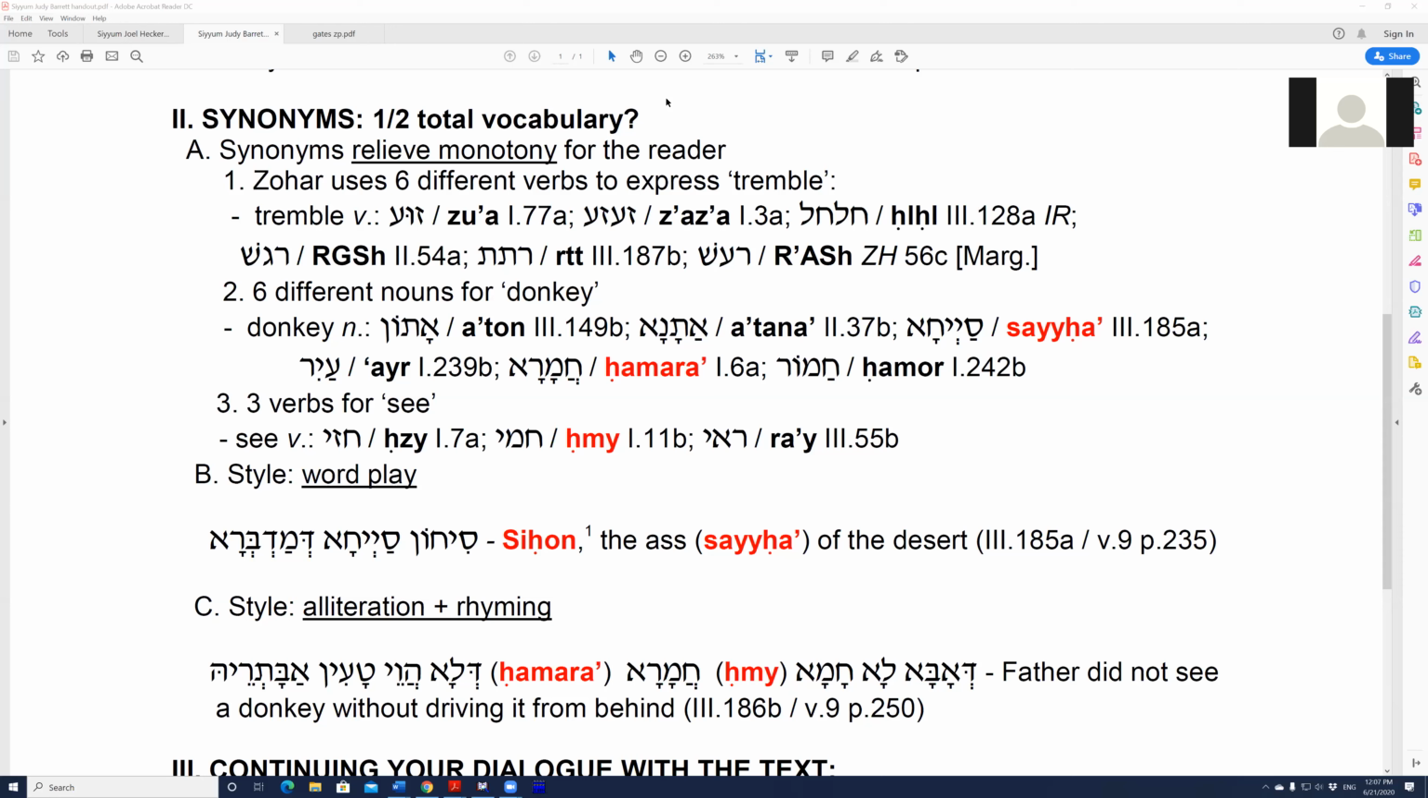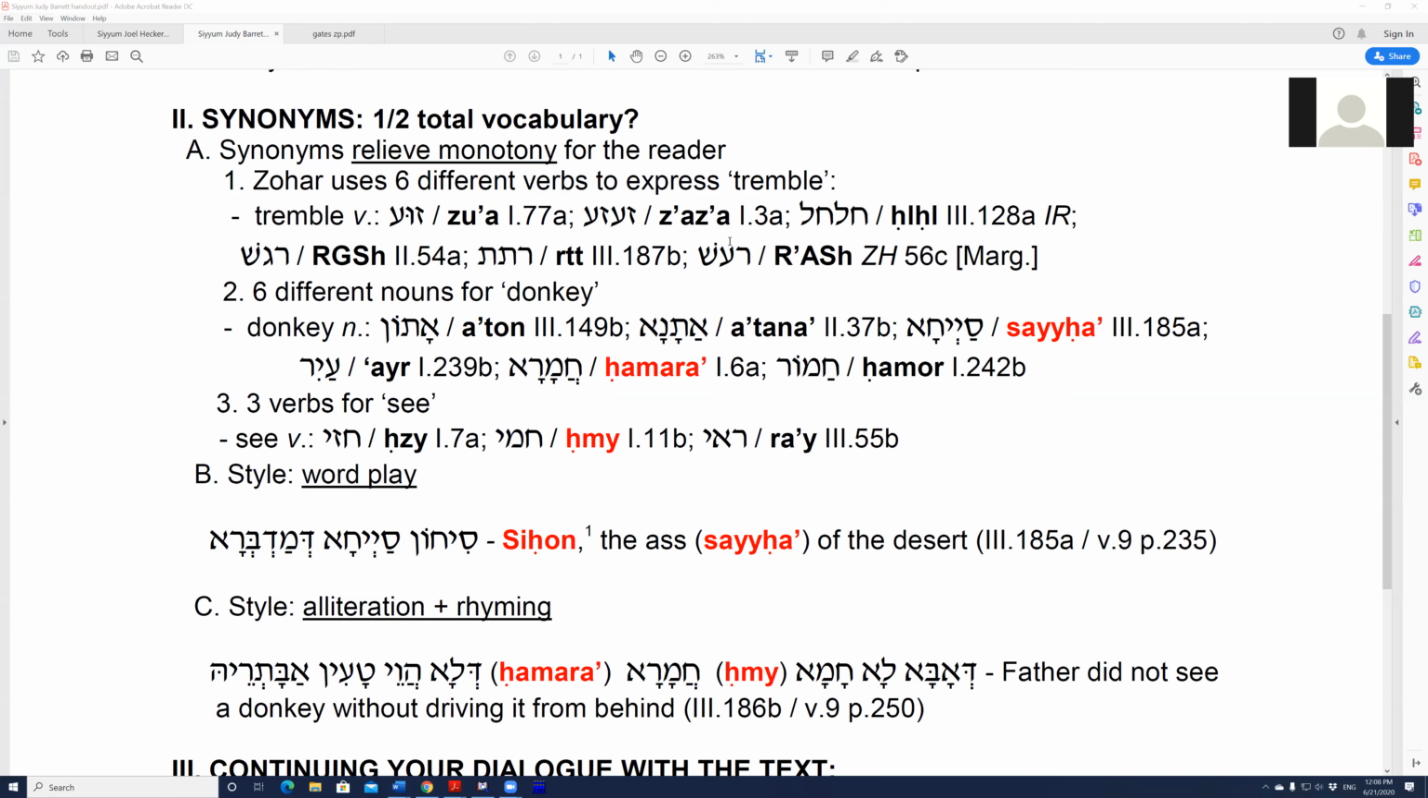One aspect of that is alliteration, which is repetition of the consonant sounds, either in adjacent words or syllables. So in our first example, Sichon, the ass of the desert, or in Aramaic, Sichon Sachad Madara. Now, the background of Sichon is he was the king of the Amorites. The Israelites wanted to pass through his land on the way to Canaan, and he said no, and being a jerk, went out to fight them.